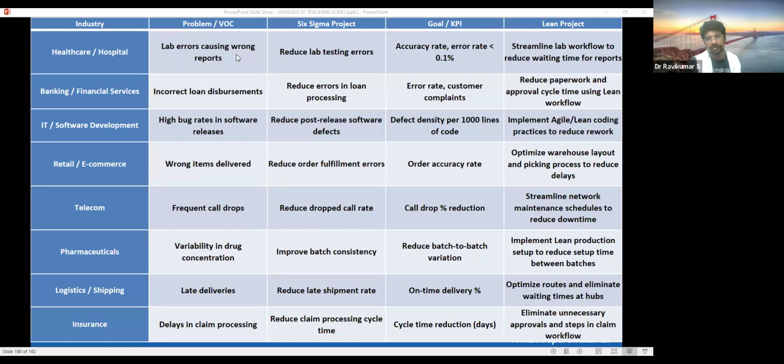Then, what can be done in case of lean? Unnecessary over processing of documents, that is, unnecessary steps and approvals in the workflow, can be eliminated so that the activity can be carried out quickly and the claim process can be made easier and quicker. So this is how you can identify a lot of projects through VOC.